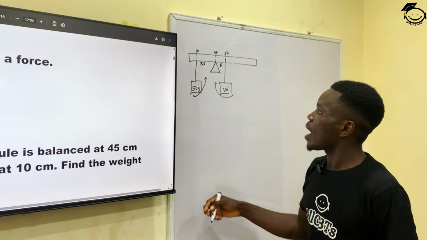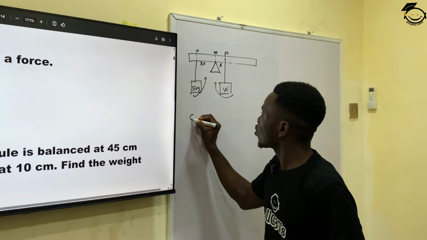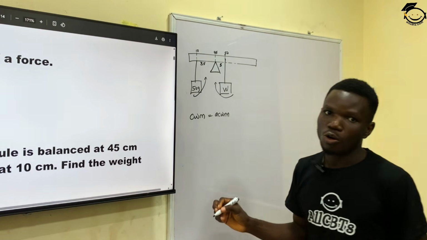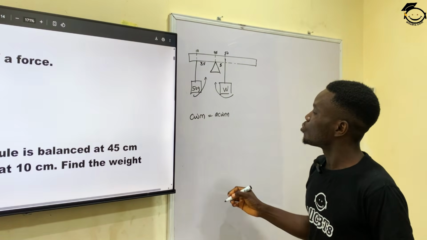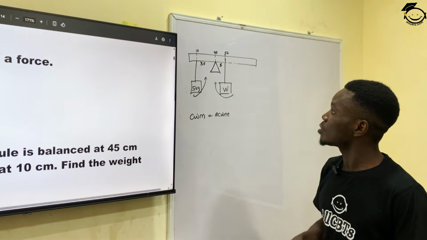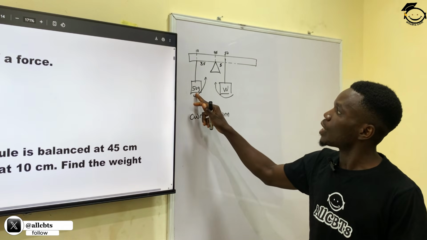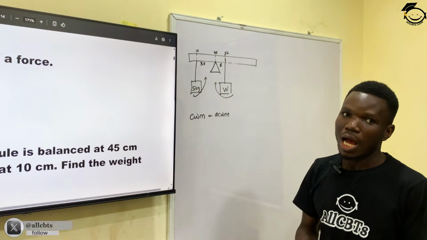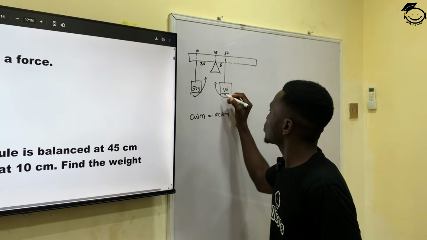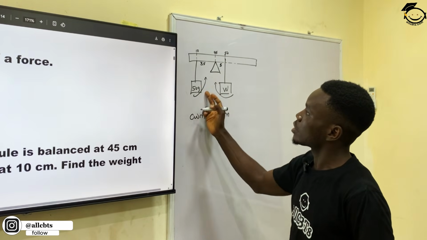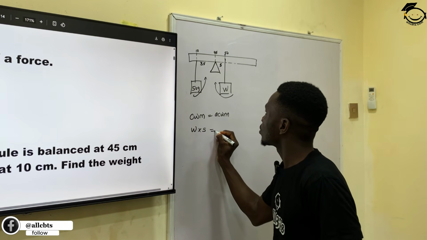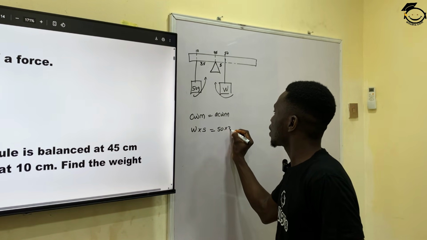So if you look at this, we have a formula that says that clockwise moment is equal to anti-clockwise moment. And from the formula for moment, we know that the moment of a force is the weight times the distance between the force and the pivot. So in this case, for our clockwise moment, we have this direction, and for anti-clockwise moment, we have this direction. So we have our weight times 5 is equal to 50 times 35.